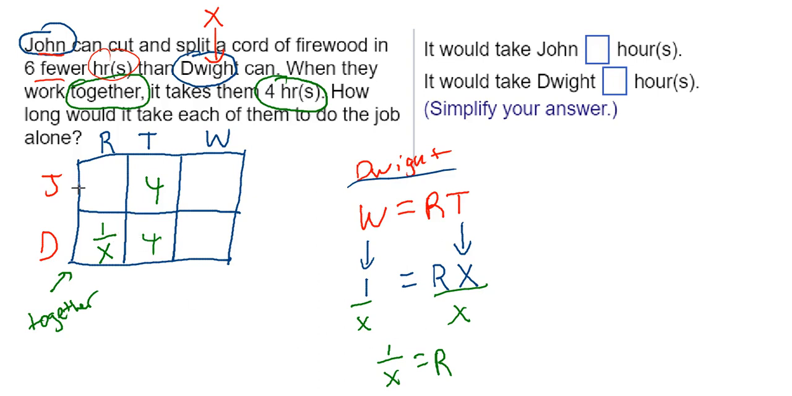The pattern is the speed for each person will be 1 over how long it takes them to do the job by themselves. So for John, it takes him 6 fewer hours. So John's time, I should say, when he's working alone, is 6 less than Dwight's. It's going to be 6 less than X, which means we want to subtract. But it's not going to be 6 minus X. You got to be careful about that. So 6 fewer means you start with X hours, and then you're going to take 6 less than that. And so it's X minus 6.